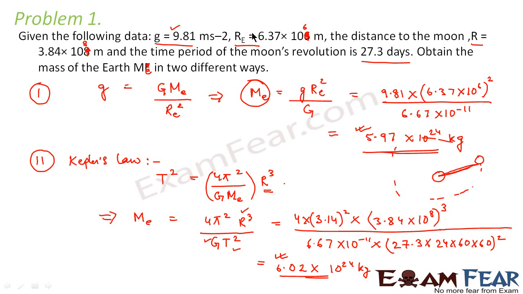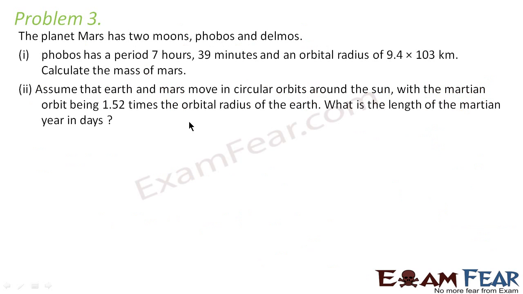Now we'll go ahead and look at some other problems. Let us have a look at problem 3. It says the planet Mars has two moons, Phobos and Deimos.